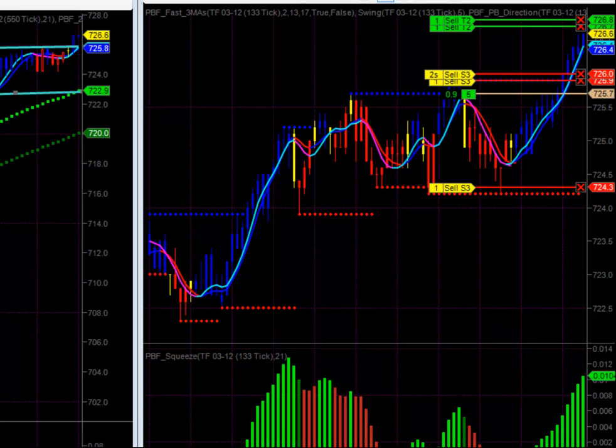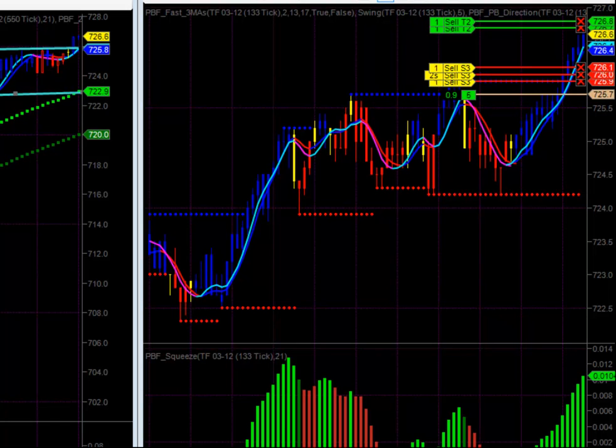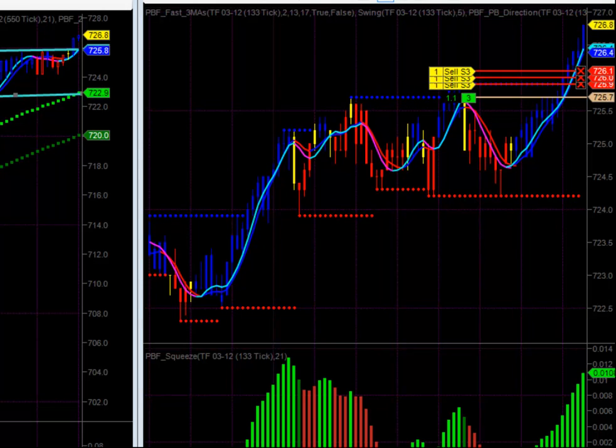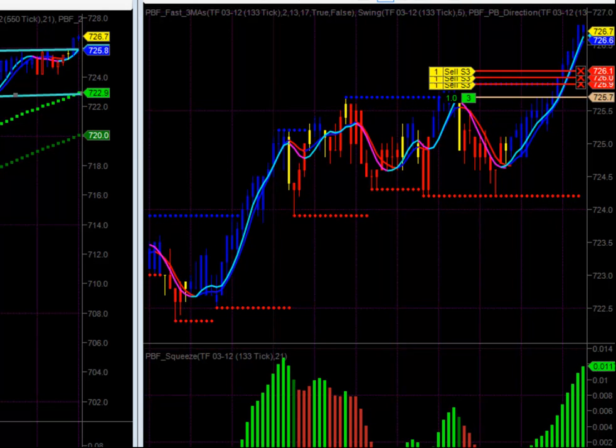Okay, we've taken some profits here. Got a nice runner. Okay, all of our stops are now in profit. So at this point, we're sitting at about a 5 tick stop loss. Since we're already up a couple hundred dollars on this trade, we're going to stay in this trade and see if we get a little bit of a runner here.